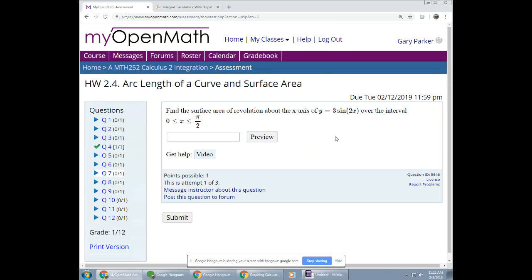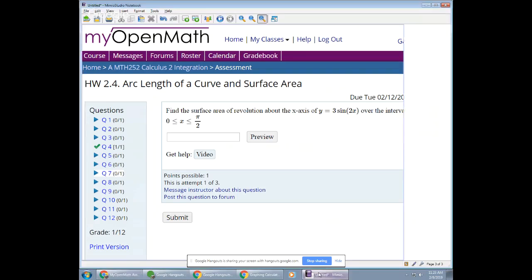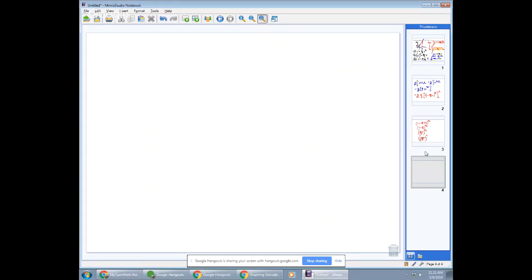Am I on the right one, Daphne? Is that the one you want to know about? Yes. Okay. So we have y equals 3 sine of 2x from 0 to pi. And I think I will copy that information into my screen. If I can find my whiteboard tools.